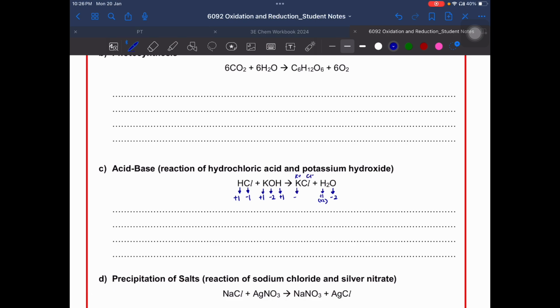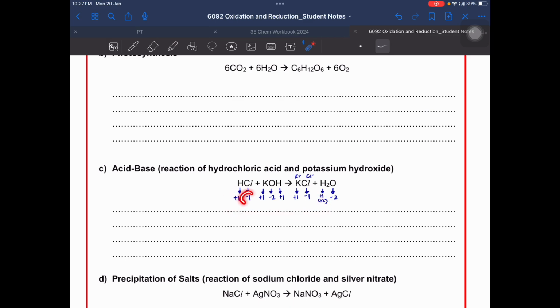And then this will be your +1, and then this is your -1 or Cl minus. So now you look at this entire comparison again, and we see if we can identify if there's any changes. Let's focus on H first. +1 on the left hand side. On the right hand side, it stays as a +1. So nothing happens to H.